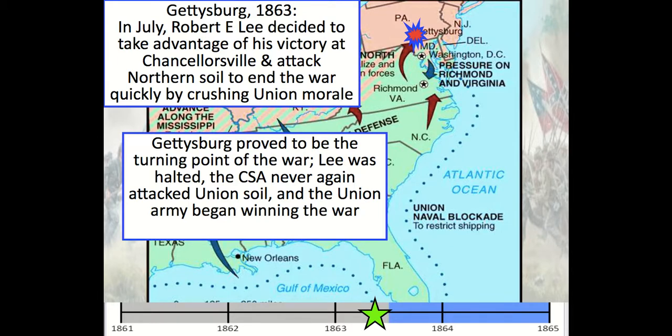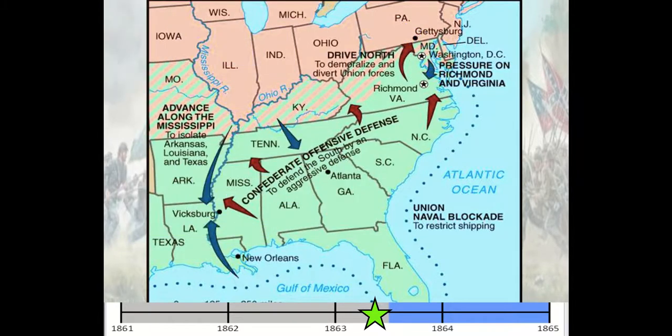Robert E. Lee tries to bring his army there. They are unsuccessful. The Union wins. And ultimately, that's the last time the South is going to really attempt to bring the war up to the North.